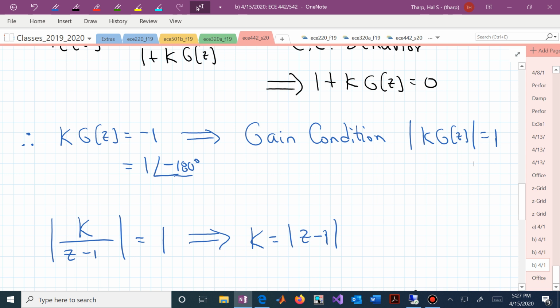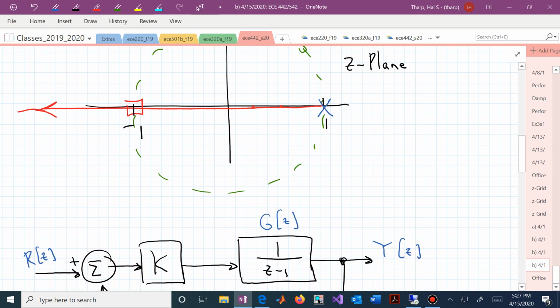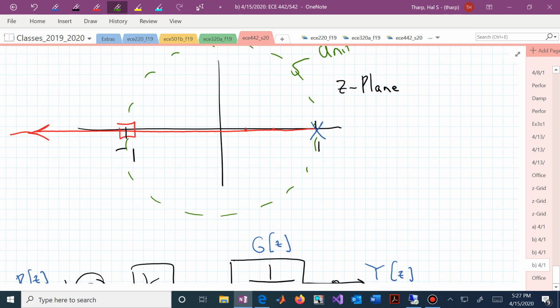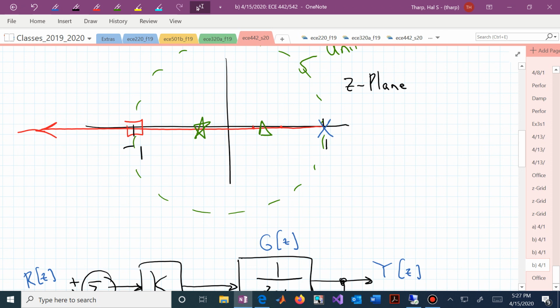Our gain is k, our plant G of z is 1 over z minus 1. That magnitude has to equal 1. We can now evaluate for k at any point on the root locus to determine how far we need to crank that gain to get us to a particular location. We might want to crank the gain to get us to that point, or to that point. We know that if we crank the gain too much and get beyond that square, our closed loop system will be unstable.